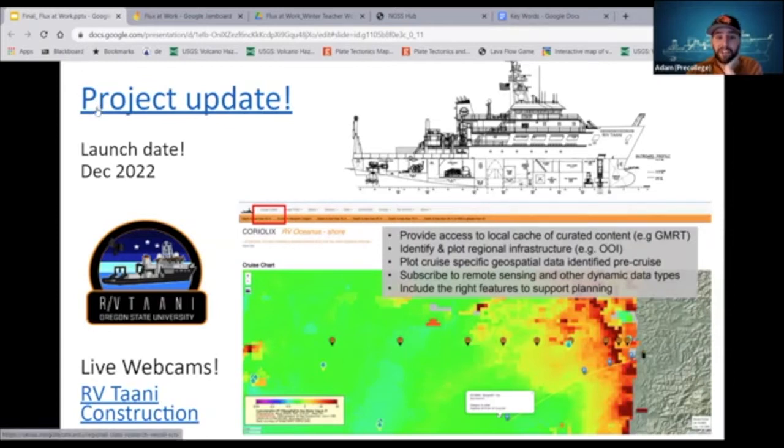If you want to find a project update, you can click on this PowerPoint, and also there's live webcams of the ship being built. They actually just attached the mast to it. So it actually does look like a ship now when you go to the webcams. They're building it in three parts, modules, which make up the parts, which then all get put together.